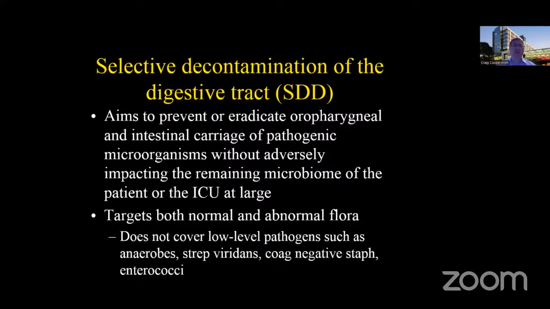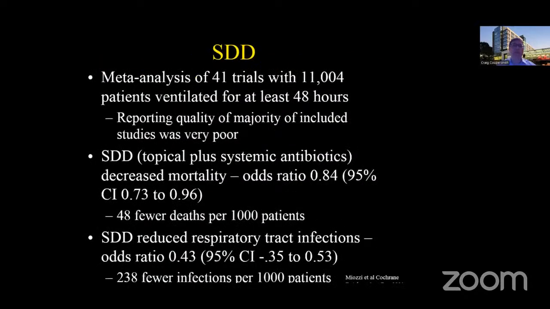The final thing I'd like to talk about is selective decontamination of the digestive tract. SDD aims to prevent or eradicate oropharyngeal and intestinal carriage of pathogenic microorganisms without adversely impacting the remaining microbiome of the patient or the ICU at large. Importantly, it's actually not that selective because it targets both normal and abnormal flora, although it doesn't cover low-level pathogens like anaerobes, strep viridans, coagulase-negative staph, and enterococci.